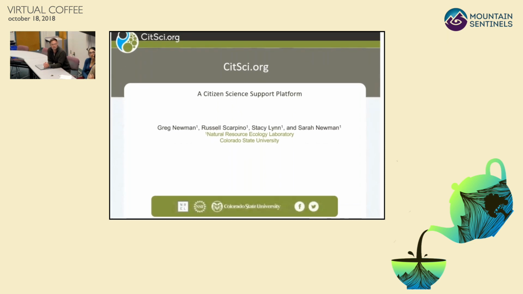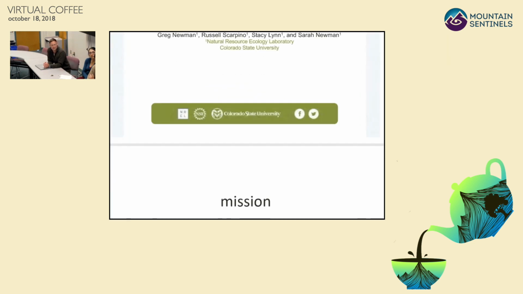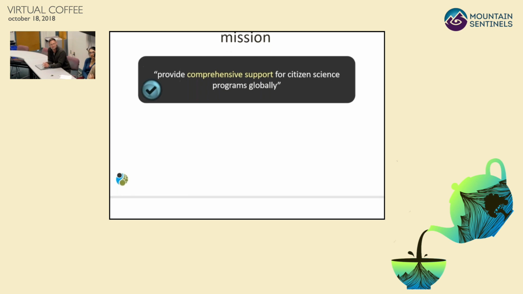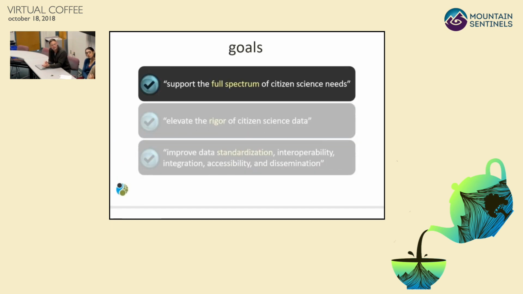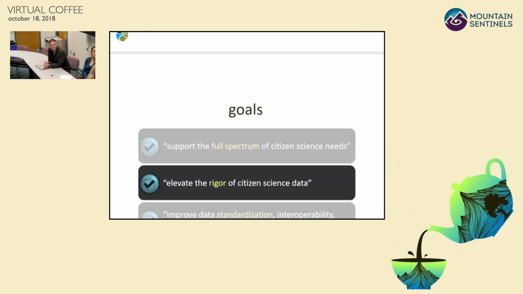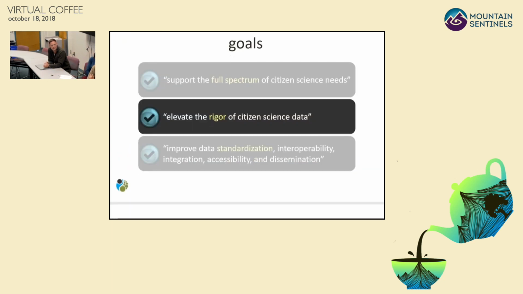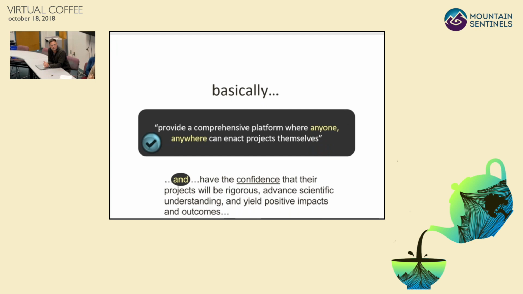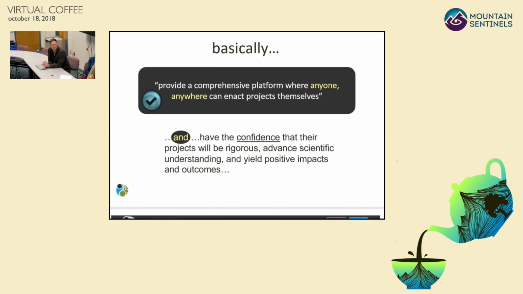What emerged from that effort was a web portal called citsci.org, with the mission to provide comprehensive support for programs like the one we were doing with invasive plants. Its three goals are: one, to support the full spectrum of citizen science needs; two, elevate the rigor of citizen science data; and three, improve standardization, sharing, interoperability, and access to this information. Basically, it provides a platform where anyone anywhere can do the projects and science they would like to do. We like to think of it as science by the people for the people.